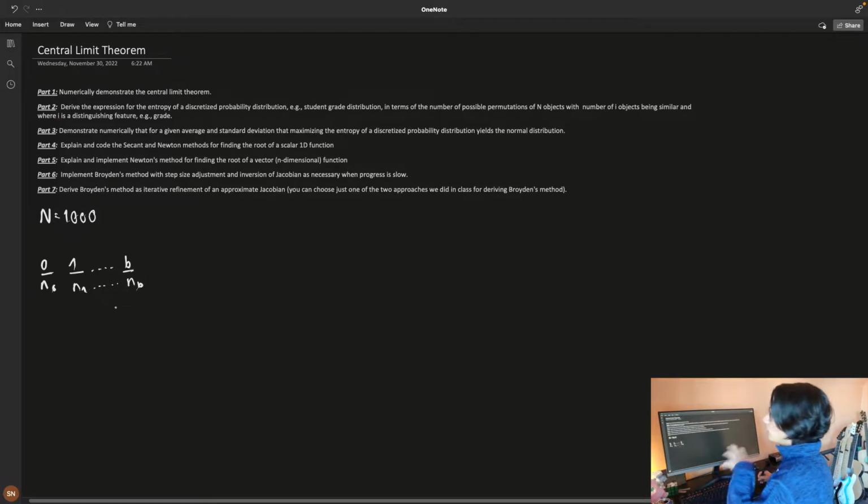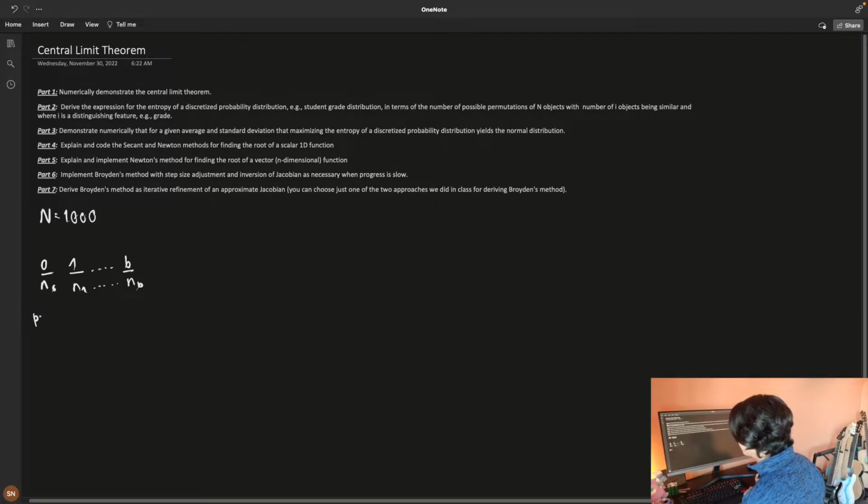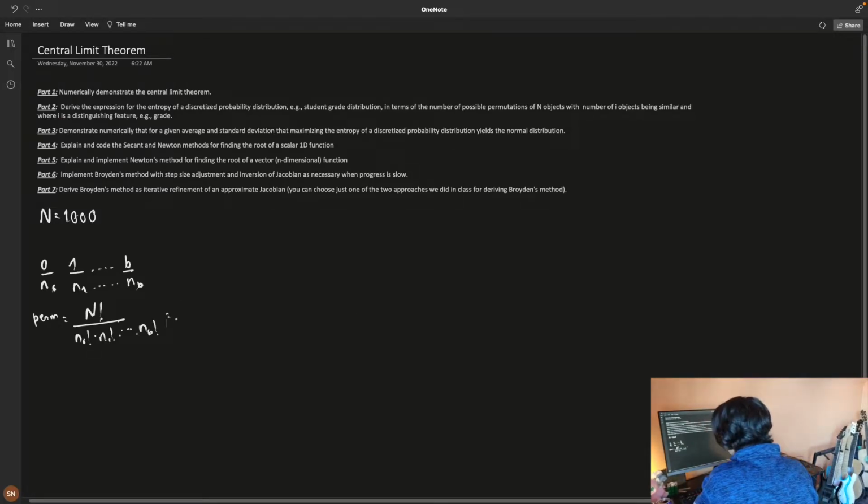So, all the ways that we can arrange all of these items, assuming that every single item in N is unique, is actually the permutation of these items. So the permutation can be calculated by this formula. It's n factorial divided by n0 factorial times n1 factorial times ... times nb factorial. This can also be expressed as n factorial divided by the product of ni factorial, where i goes from 0 to B.